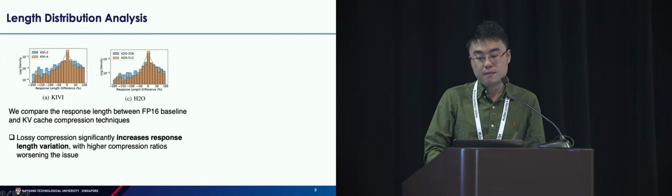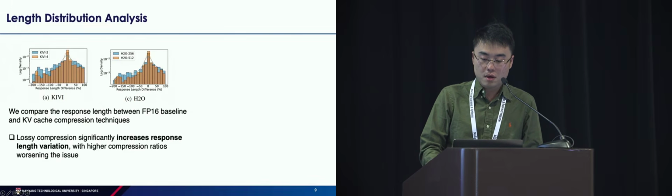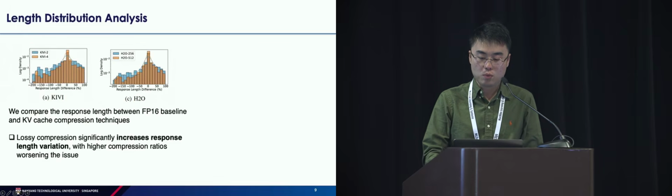Then we analyze the impact of different KV cache compression techniques on response lengths. In this figure, we compare the response lengths between the FP16 baseline and KV cache compression techniques. Our observation is that lossy compression tends to make response length variation much bigger, and this gets worse with higher compression ratios. The lengthy responses might lead to longer end-to-end latencies, which outweighs the benefits of high throughput brought by the KV cache compression.